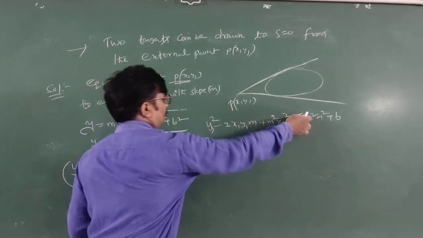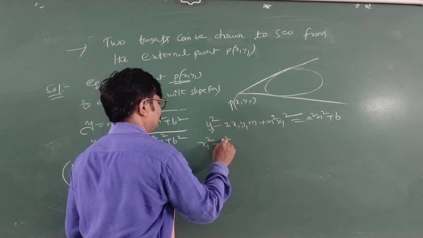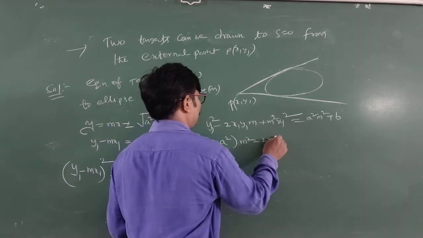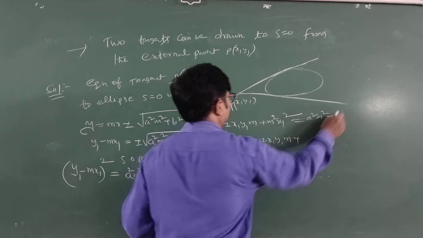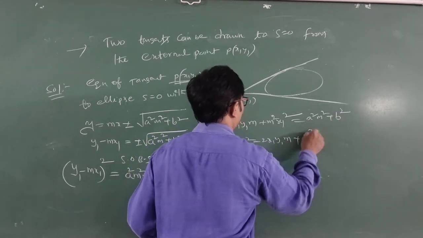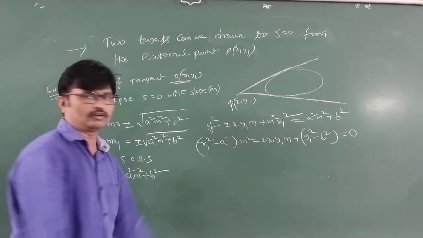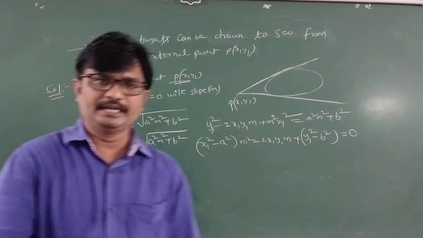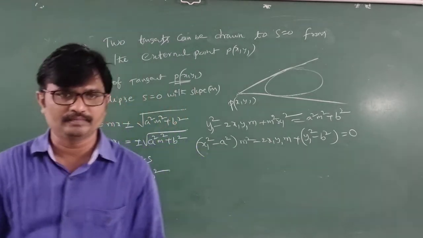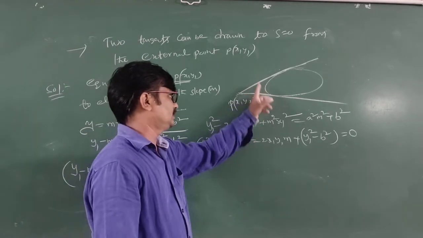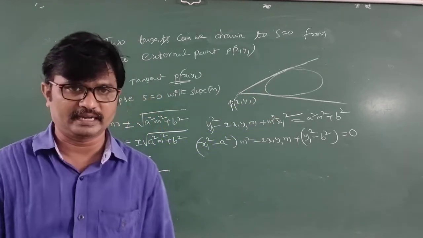x1 square minus a square into m square minus 2x1 y1 m plus y1 square minus b square. So student, this is a quadratic equation in m. It represents the two values of m, those are m1 and m2. m1 is the slope of the first tangent and m2 is the slope of the other tangent.